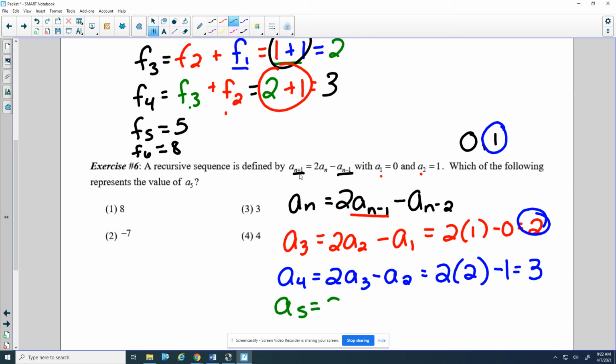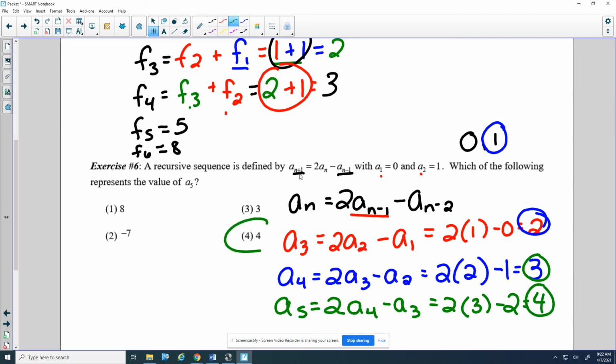Last one we have to find, so I'm going to do 2 times a sub 4 minus a sub 3. So 2 times a sub 4 is 3, minus 2, so 6 minus 2 is 4. So we got 4 as our answer. Now, if you take a second to step back, this sequence, which sounds kind of complicated, is 0, 1, 2, 3, 4, and it would continue with those whole numbers if you went through.